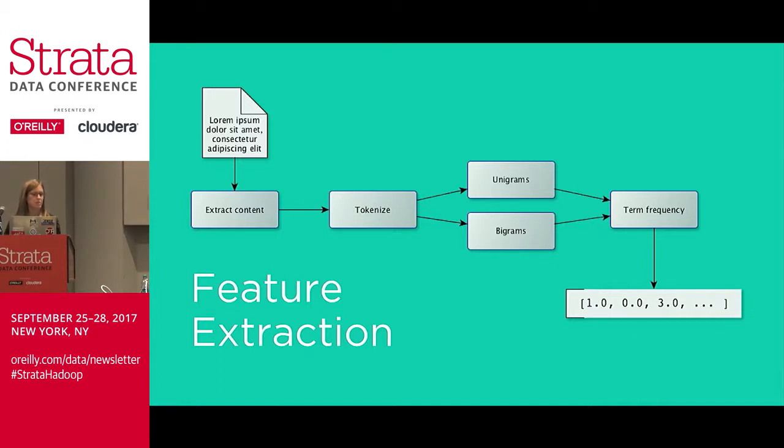Some really quick examples, a little bit more detail about the feature extraction phase. We might take that content and tokenize it, so split it out into words or into individual pieces. We might use unigrams and bigrams, and then really just count up how often they occur. And that's how we would come up with a vector. So it incorporates features of the text, and it's really just a way of transforming that into a numerical format.